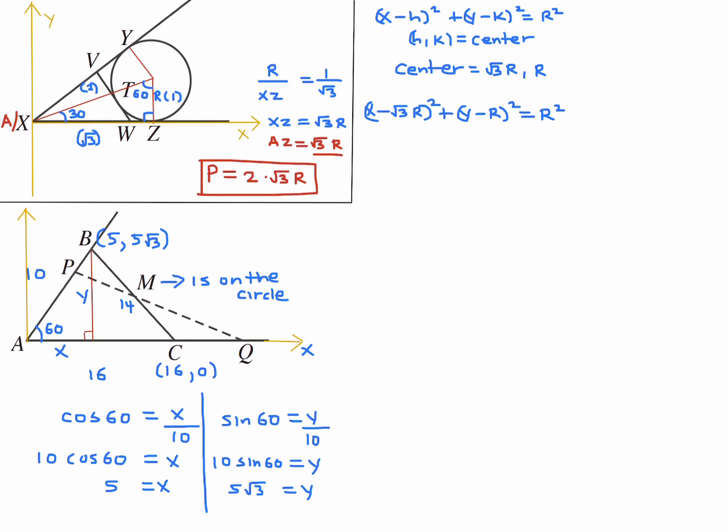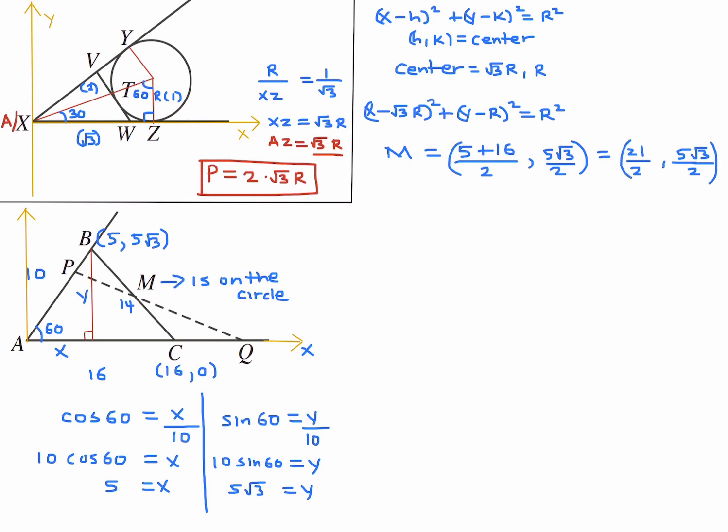So there we go. Now we can figure out the coordinates of M using the midpoint formula. M will be, remember, you add these and then divide by 2. So it's 5 plus 16 divided by 2, and then similarly 5 root 3 plus 0 divided by 2. And this gives me 21 over 2 and 5 root 3 over 2.